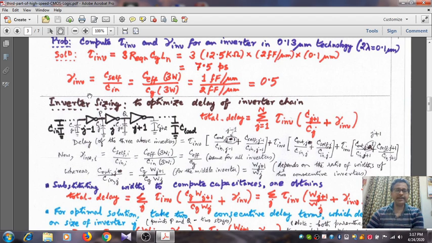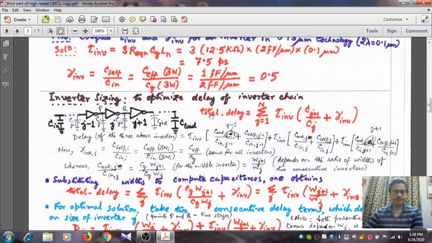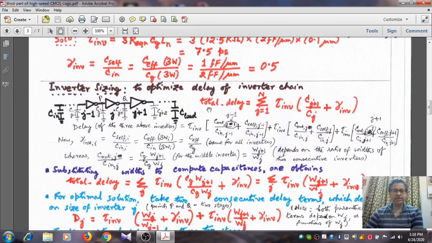Now consider a chain of inverters. Here the total delay we can write in this fashion: summation of tau inverter into (C_{j+1} upon C_j plus gamma inverter), where j varies from 1 to n. We consider there are n inverters. At the input end you have the input capacitance, that is the input capacitance of the first inverter, and C load happens to be the output capacitance of the last inverter.